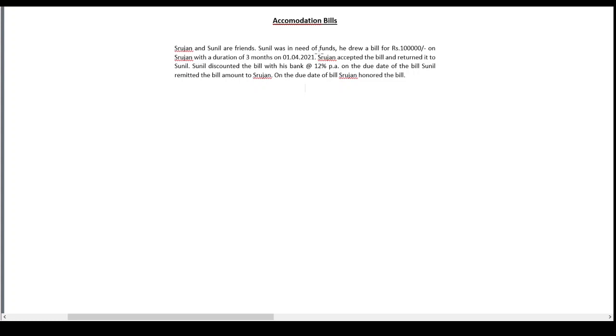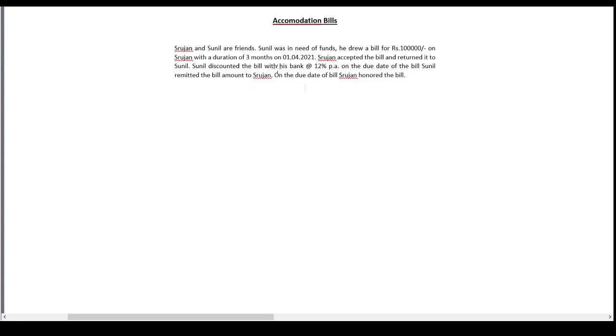Sunil was in need of funds. Sunil wanted some money. He drew a bill of rupees 1 lakh on Srujan with a duration of 3 months on 1st April 21. So what Sunil is doing, he is in need of funds. He wants some funds, but instead of taking money directly from Srujan as a loan, he is drawing a bill on Srujan for 3 months. Then Srujan accepted the bill. Srujan signs the bill which is drawn by Sunil and he gives it back to Sunil.